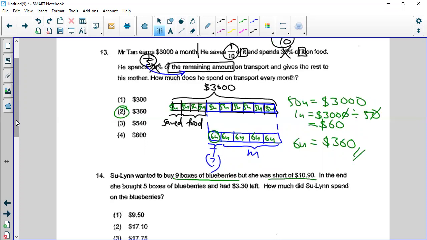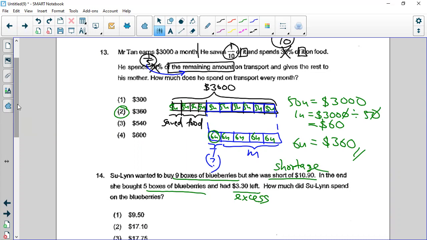She was short of $10.90. That is your shortage. In the end, she bought 5 boxes of blueberries and had $3.30 left. That is your leftover excess. So you have a shortage and there's an excess. I think you're quite familiar. So what method is that? Excess and shortage model.